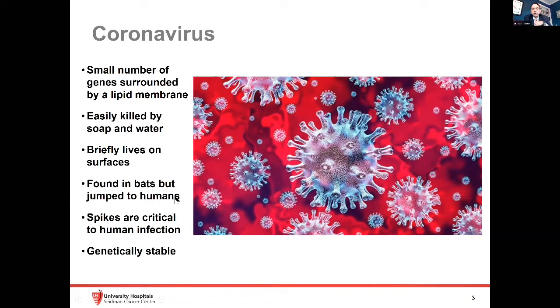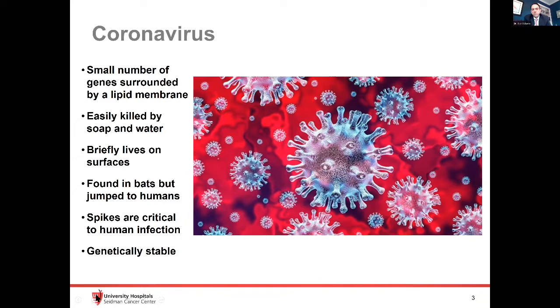As I mentioned earlier, this virus was found in bats, but then jumped to humans, and that's when it started to be spread from human to human after it crossed over from bats to humans. One myth I will dispel is that this was an engineered virus. There's a lot of evidence that this is not in any way an engineered virus. It is entirely naturally occurring.